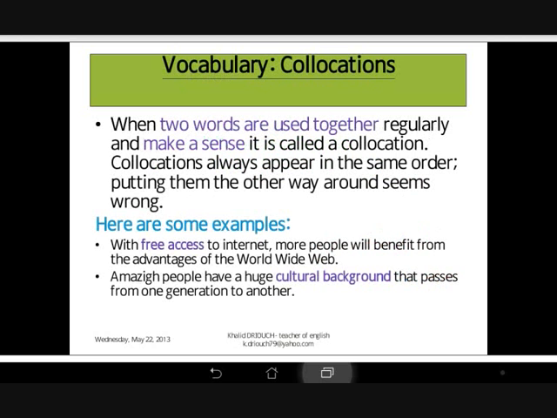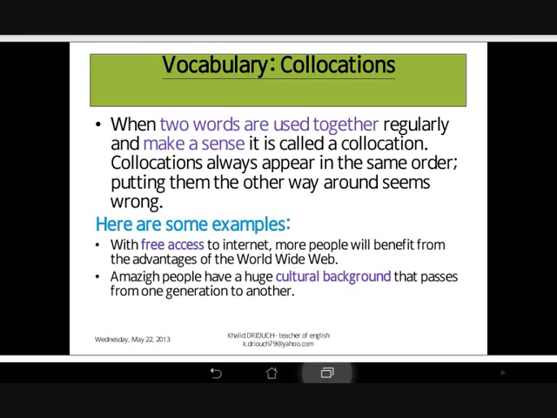Now, move on to the first lesson of unit number 1, and it's vocabulary, and we're gonna start with collocations. What is a collocation? When two words are used together regularly, mostly all the time, and they make a sense, they have a meaning, it is called a collocation. Collocations always appear in the same order. Putting them the other way around seems wrong. So that means that collocations follow a certain order. We cannot put them the other way around. We will see examples and explain that.